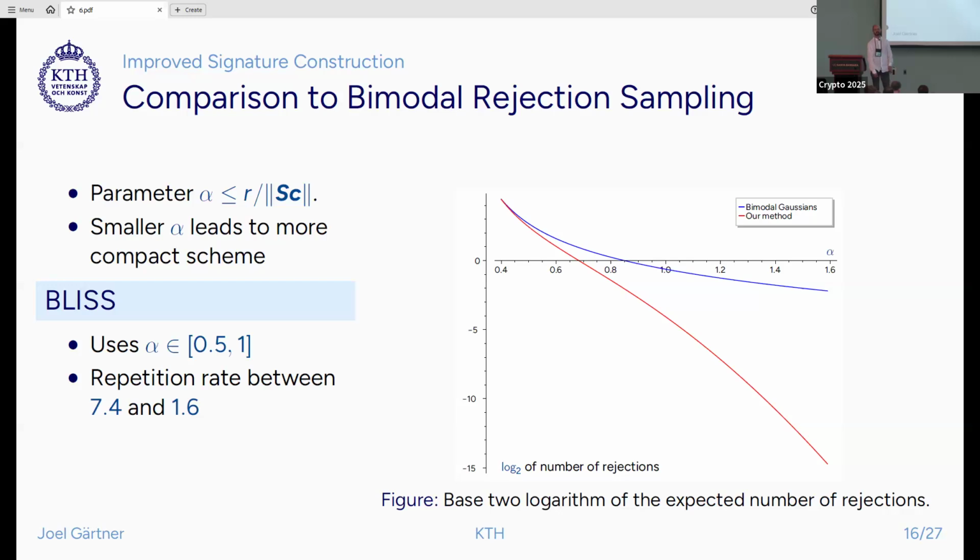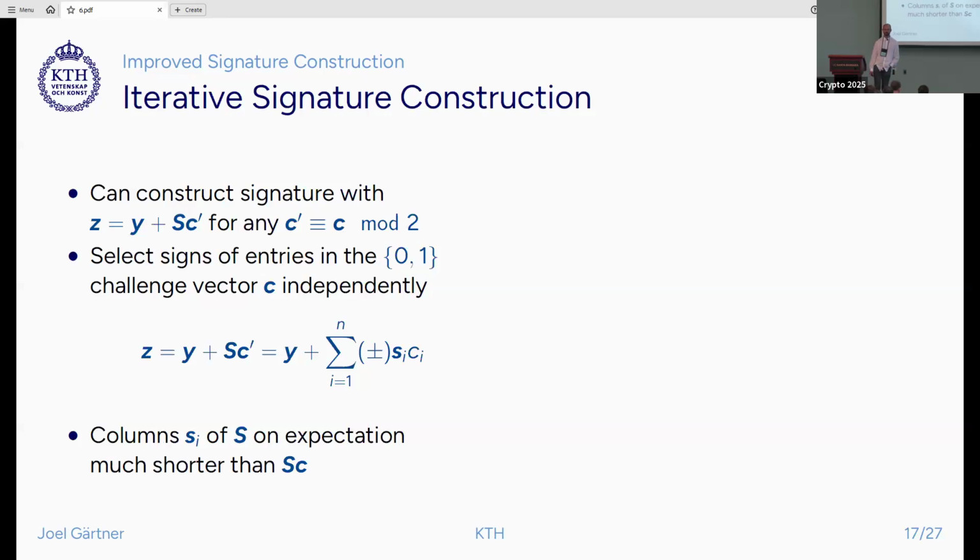So instead, to gain a significant benefit of our new reaction sampling, we develop a new iterative signature construction, which is possible thanks to the fact that the public key construction of Bliss actually is more flexible than I previously mentioned, and allows signatures to be constructed with a z vector that's equal to y plus sc prime, for any c prime which is congruent to c modulo 2. This allows us to iteratively select the signs of the challenge vector c, which is a 0, 1 vector, allowing us to perform reaction sampling on the columns of the secret matrix S instead of on the full SC vector.